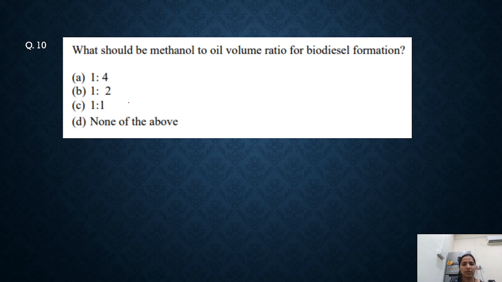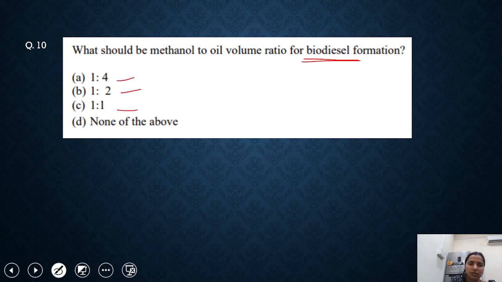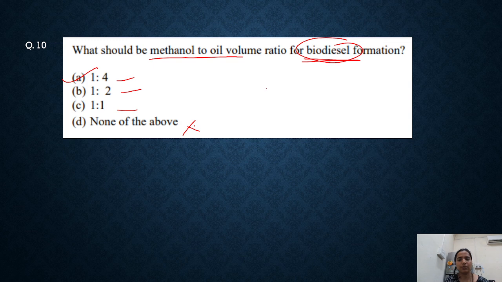Now coming to the next question. Now we are going to discuss mainly the biodiesel formation. They are asking what is the volume ratio used for the formation of biodiesel? That is 1 to 4, 1 to 2, or 1 to 1, or none of these. The methanol to oil volume ratio for biodiesel is 1 to 4, meaning oil is used in a much larger volume compared to methanol. So for this question, the answer is A.